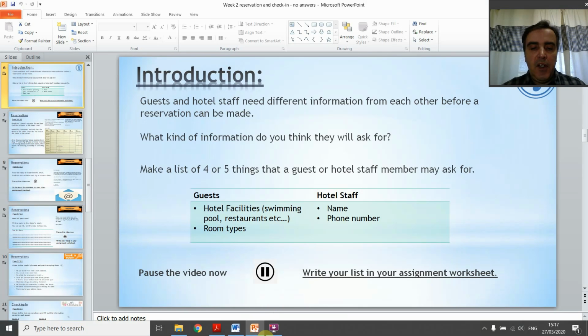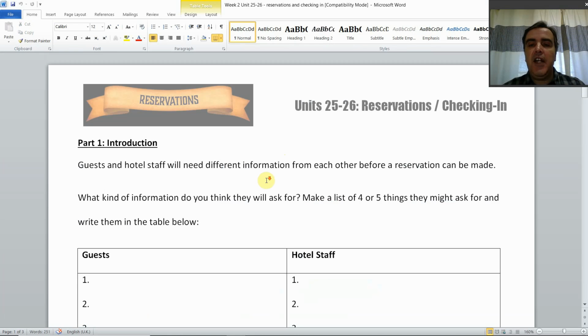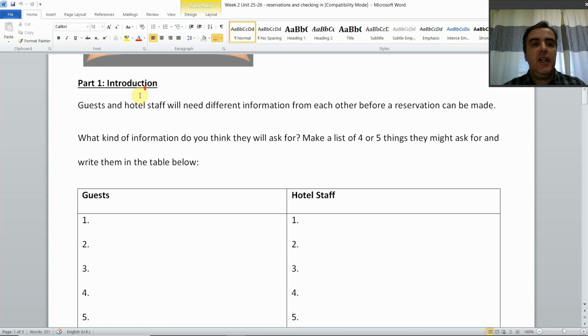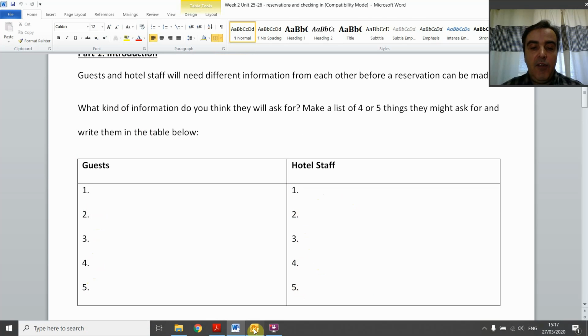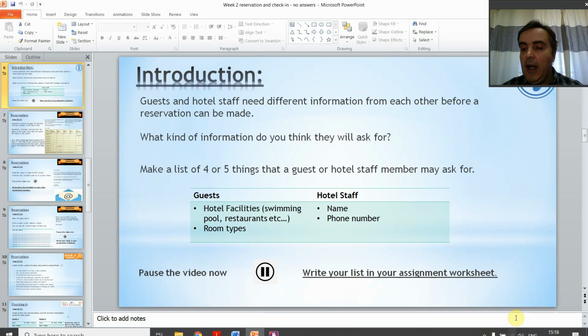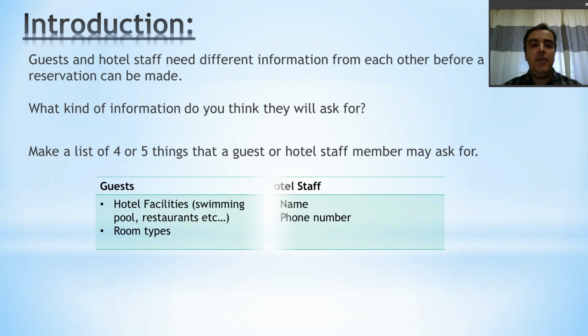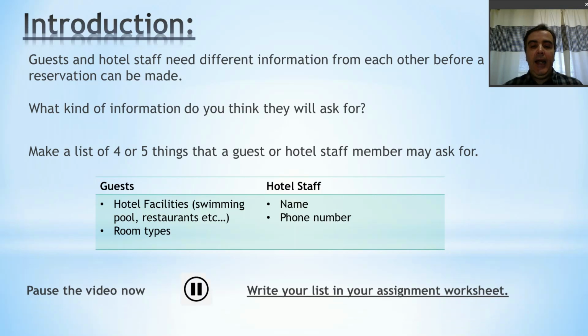So, what we're going to start with today, if you look in your assignment handout, you will see we have part 1, and we have space here for you to write 5 pieces of information that guests need to ask for, and find 5 pieces of information that you think hotel staff would ask for. So, everybody, just now, I think you should pause the video and write your list in your assignment worksheet.